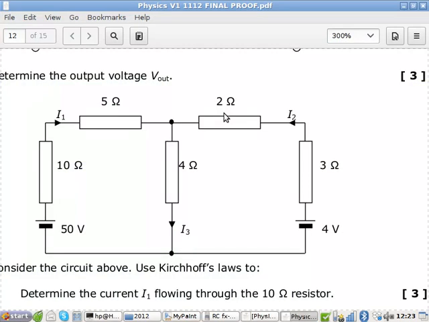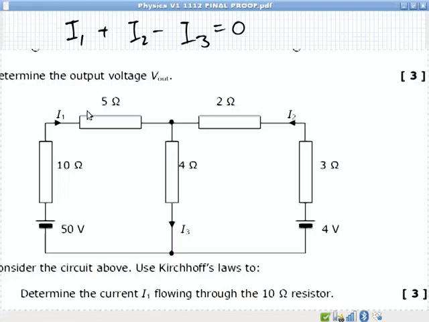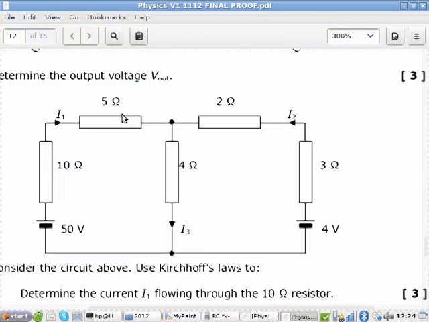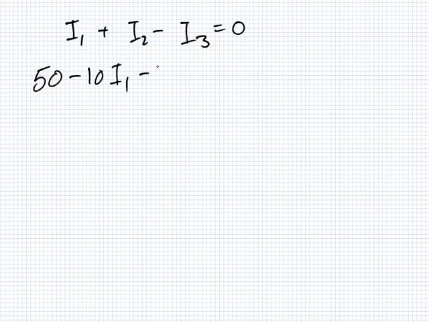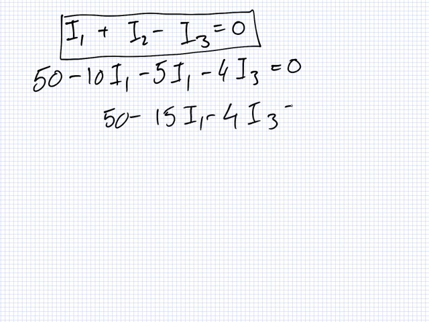Yeah. It's okay? Now, we have three loops we can make, but we only need to make two loops. I like the idea of making two small loops, but you could make one big loop on the outside. But what I like about making the small loop is there's only one cell in it. So let's start with the 50. 50 minus 10i1 minus 5i1 minus 4i3 equals 0. Which we can write as 50 minus 15i1 minus 4i3 equals 0.